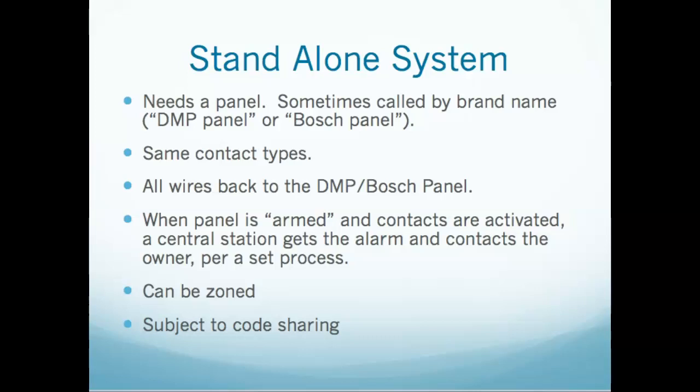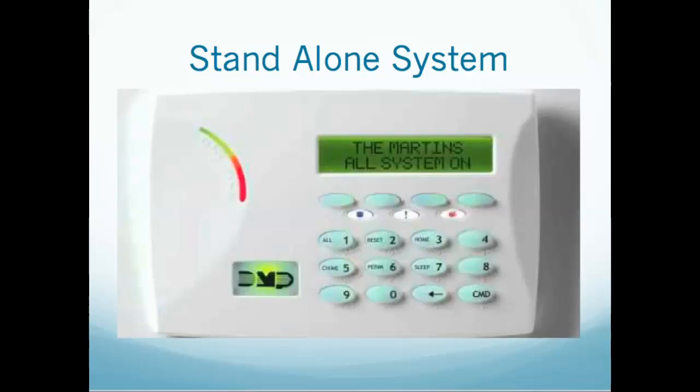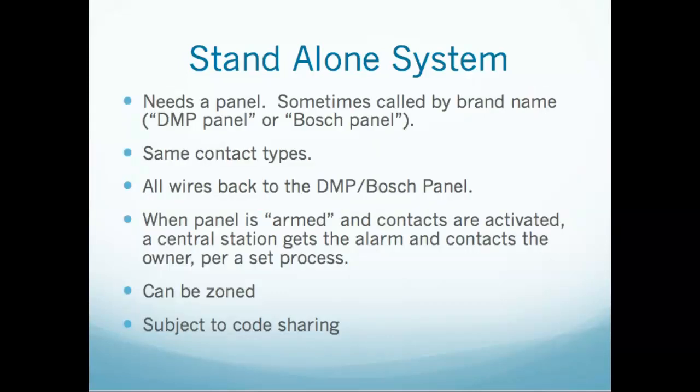They use the same type of contacts on the door, but instead of the wiring going back to your access control panel, all the wires go back to this panel, the one on the wall, the one I showed you, this DMP panel here in this picture. It happens to be a DMP. So all the wires go back there.